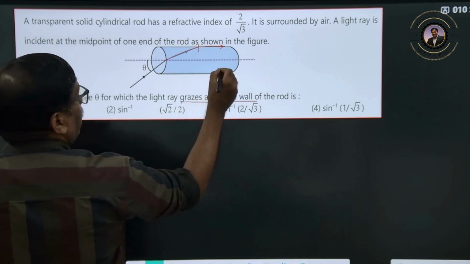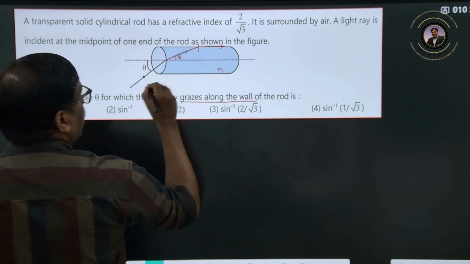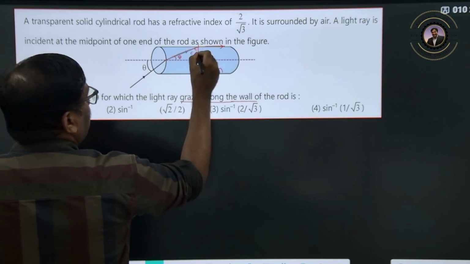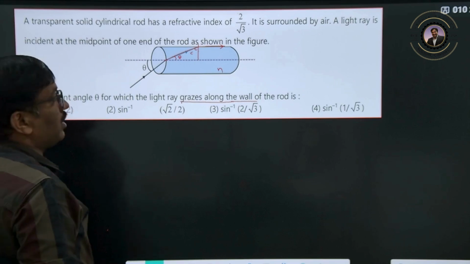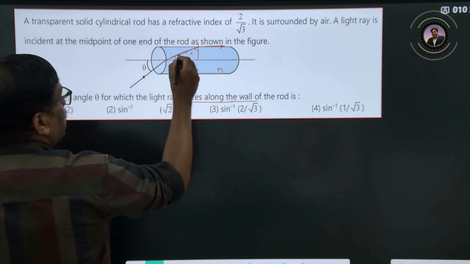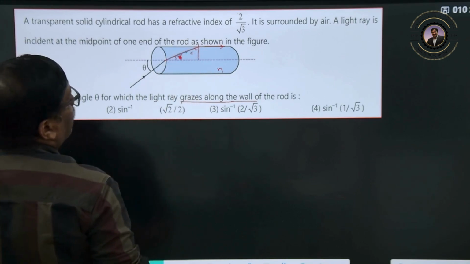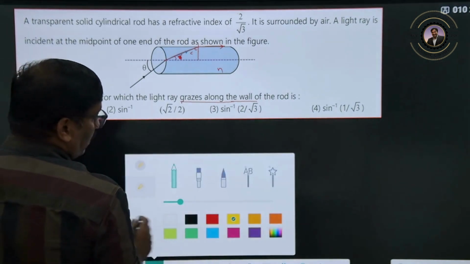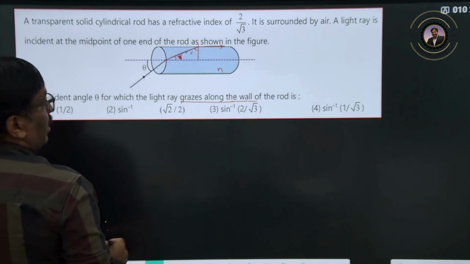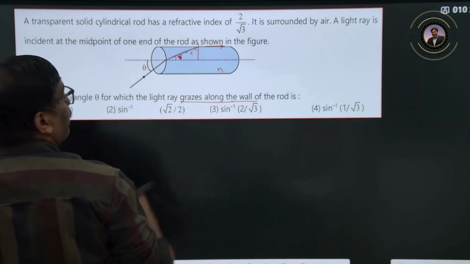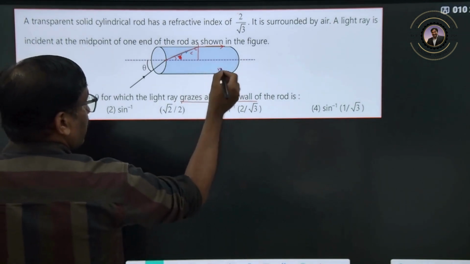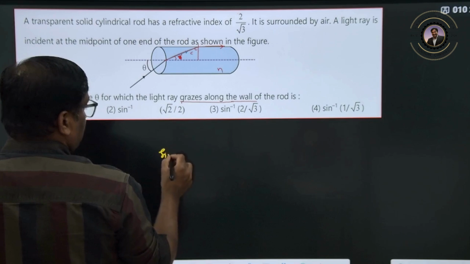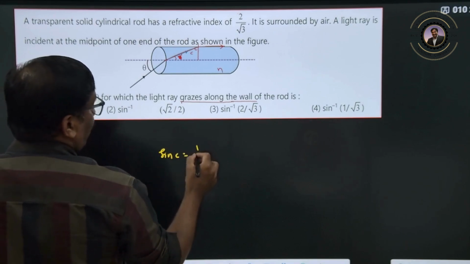He gave the refractive index. This theta we want to calculate, and compulsorily this should be the critical angle. You understand? So this is like this, and this is your R. Now we will first calculate the critical angle. Here n is given, so sin C is equal to 1 by n.